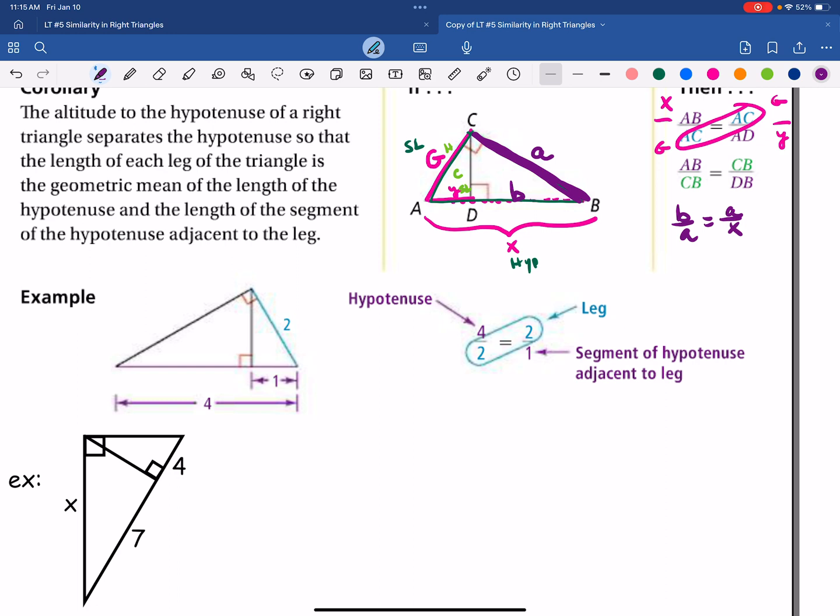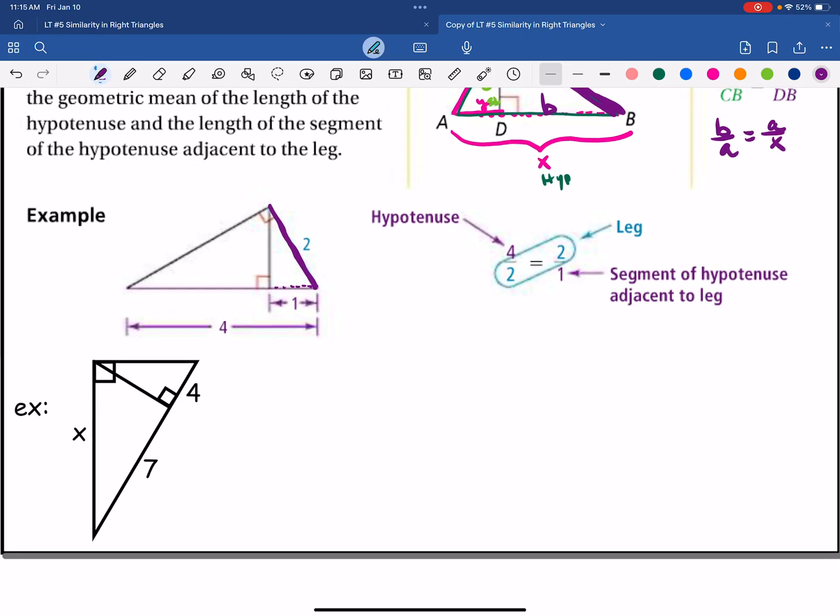Okay, over here, in this example, 2 is the geometric mean because it's one of the legs of the triangle. And it's the geometric mean between 1 and 4. So we say 4 is to 2 as 2 is to 1. Let's go ahead and use this example here. Let's get the entire hypotenuse. 8, 9, we get 12 here. And then we are going to say that x is the geometric mean between 12 and 7. So we say 7 is to x as x is to 12.